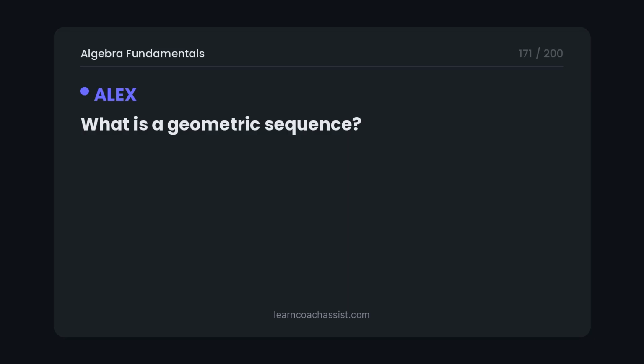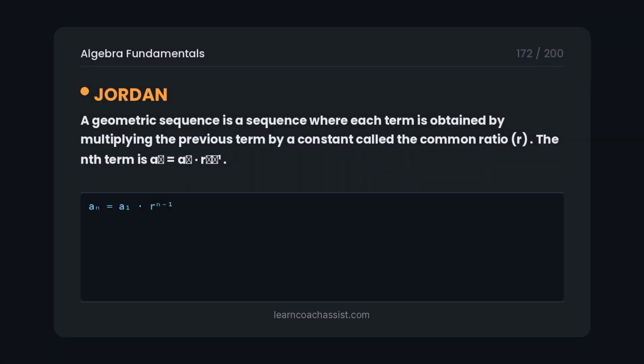What is a geometric sequence? A geometric sequence is a sequence where each term is obtained by multiplying the previous term by a constant called the common ratio, r. The nth term is a_n equals a_1 r^(n-1).